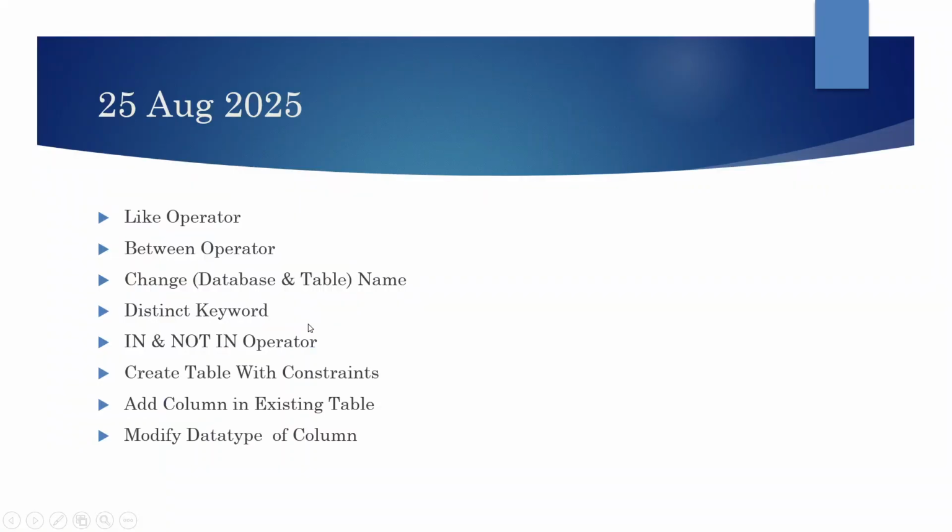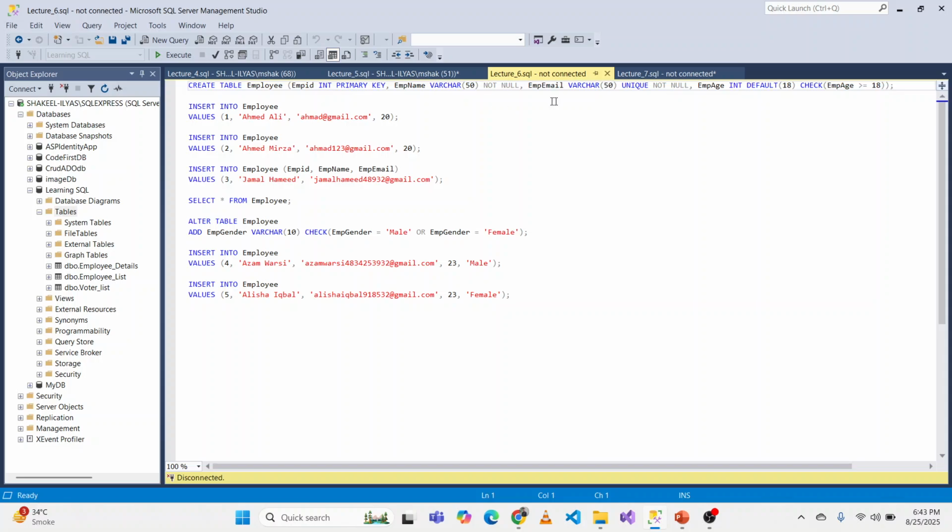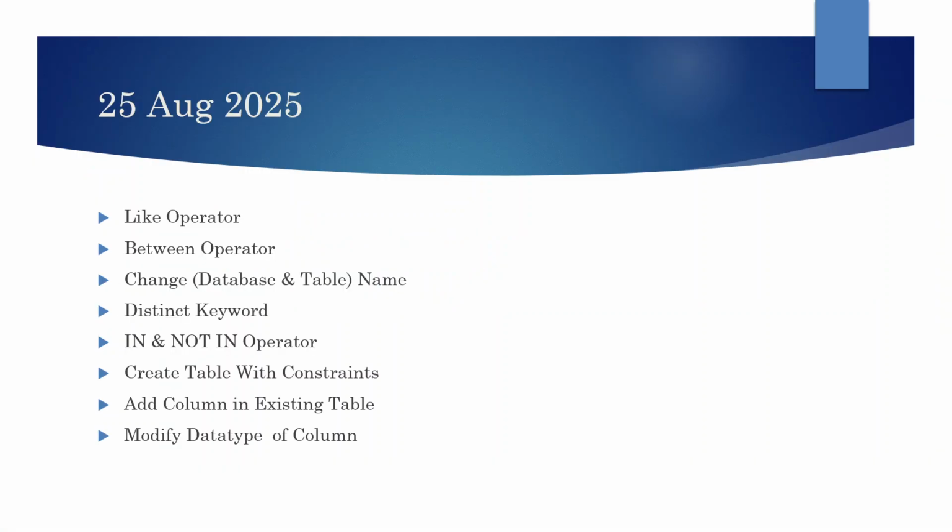What other thing did I learn? Create table with constraints. We already created tables, but I learned how to put constraints and which constraints I will use, and let me show you. Here you can see I can create a table with constraints like primary key, not null, unique, check constraint. I also learned the default constraint, and yes, only these constraints at that time.